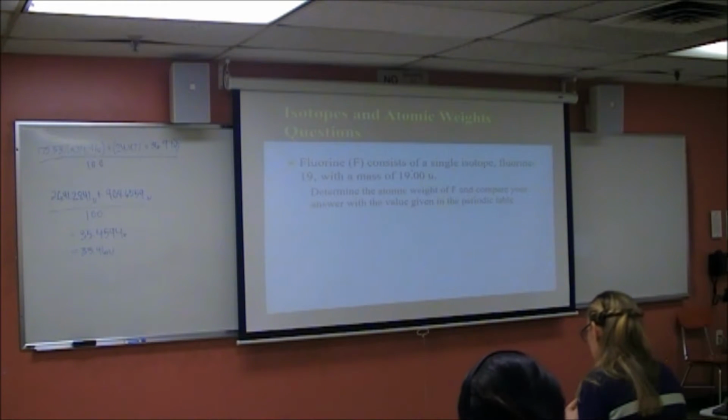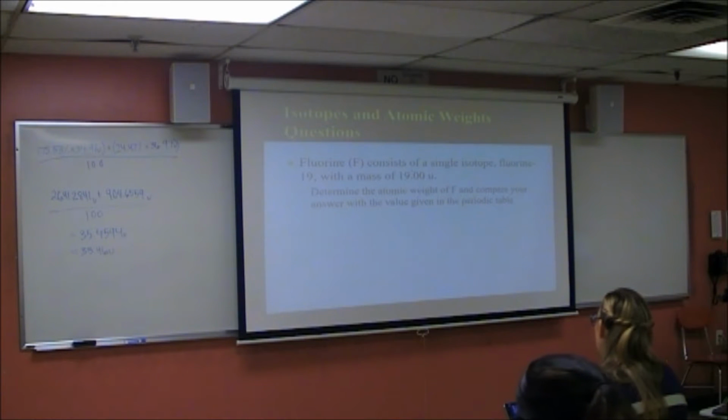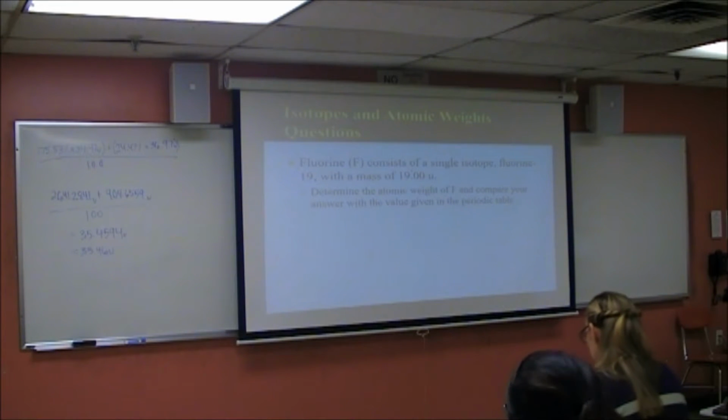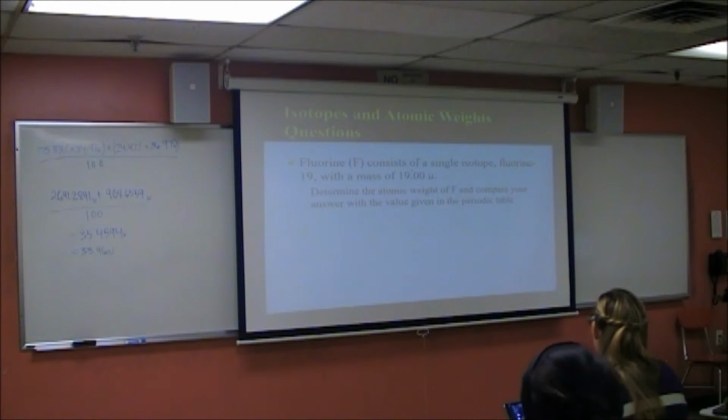So now, here's another one. Fluorine consists of a single isotope, fluorine 19, with a mass of 19.00 U's. Determine the atomic weight of fluorine and compare your answer to the value given on the periodic table. Very good. We have 100% of this one isotope contributing to the mass, so the mass is therefore 19.00 U's. Alright, let's do another one.